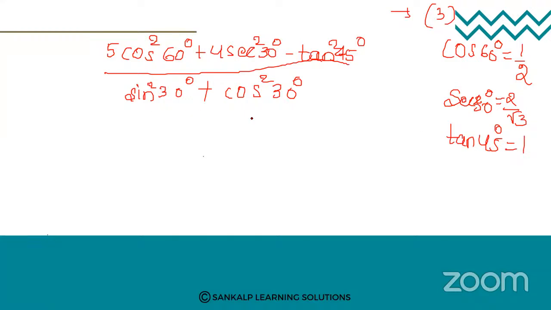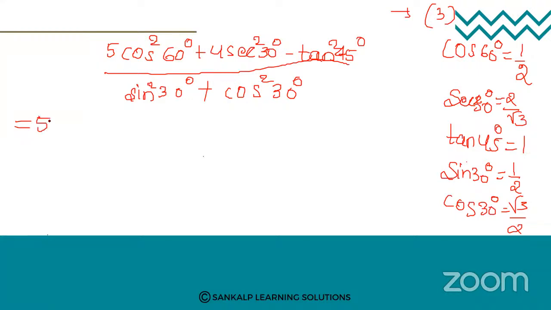Next, here sin 30 degree is there. So what is the value of sin 30 degree? It is 1 by 2. Cos 30 degree means it is root 3 divided by 2. Yes. So all the values that are given in our question, we are writing here. Now substitute all these values in this problem.